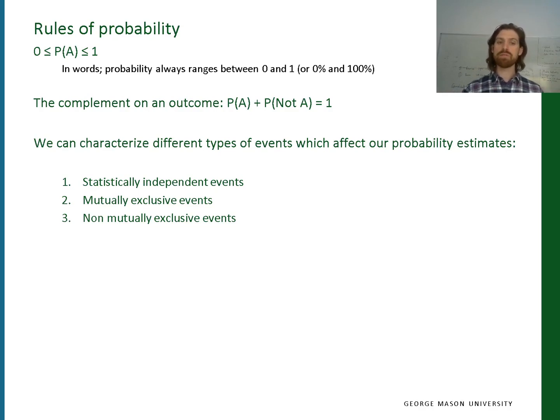And then there are 3 different types of events that we may want to categorize, which can affect our probability estimates. Here they are: statistically independent events, mutually exclusive events, or non-mutually exclusive events. They have different ramifications for how we approach these issues, and particularly how we quantify the probability within this method.